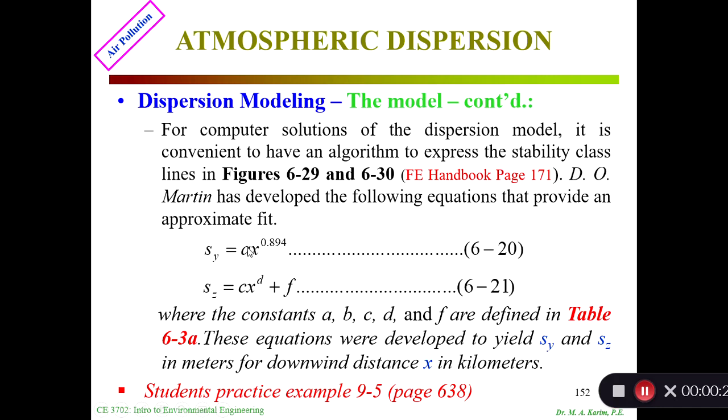So SY can be calculated using SY = AX to the power 0.894, and SZ is equal to CX to the power D plus F, where the constants A, B, C, D, and F are defined in table 6.3a. These equations were developed to yield SY and SZ in meters for downwind distance. So student practice example 9.5 in page 6.3b will give you an idea, and I'll solve some problems also using some of those as much as I can explain.